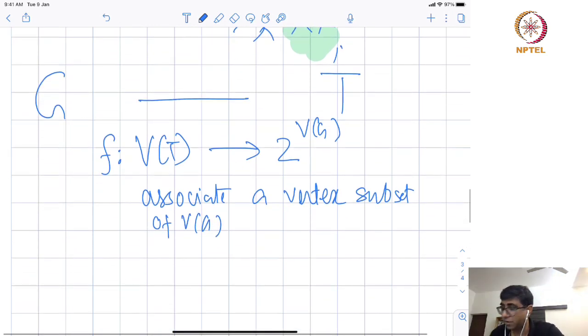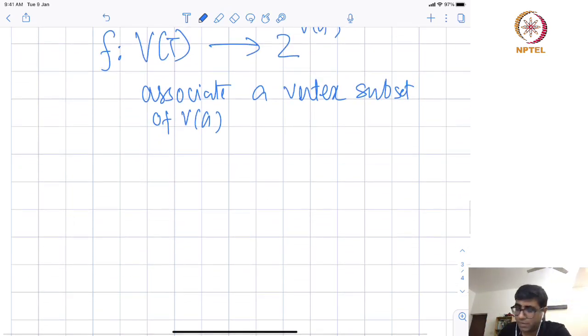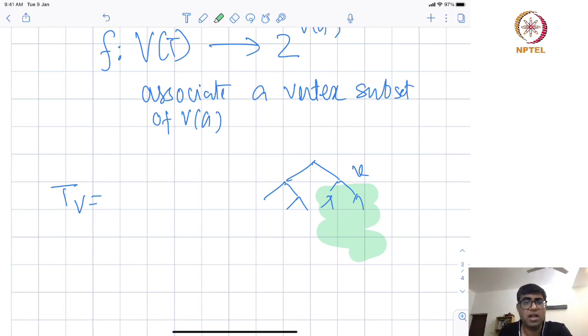Okay. So this is what the function will do. You will see what this means generally, and we'll get to how we do these things. But now, what will this mean? What kind of graph? Suppose this is a tree T, and I have a vertex V. Now T_V will again mean this, but what graph do I consider?